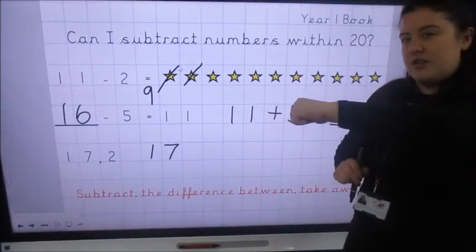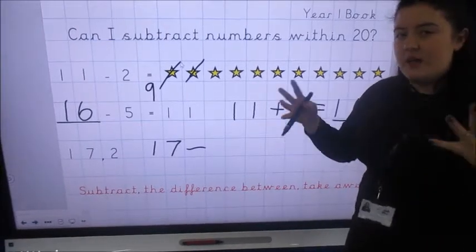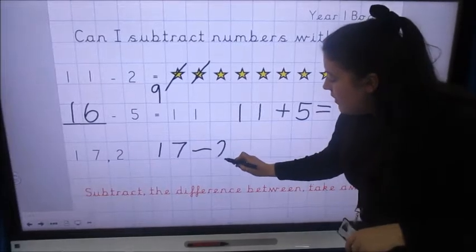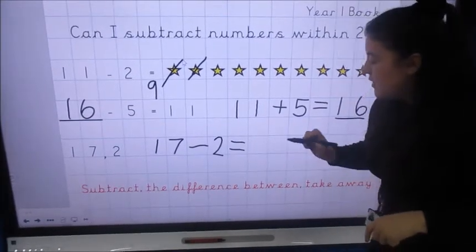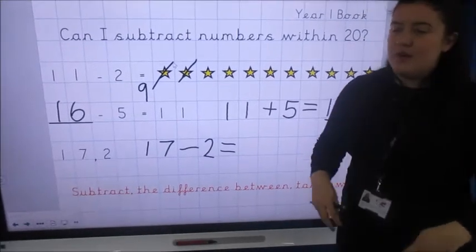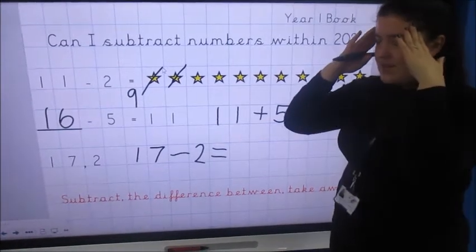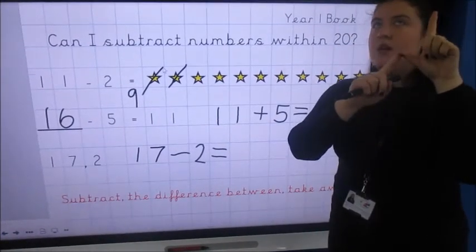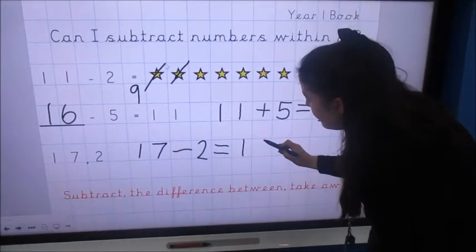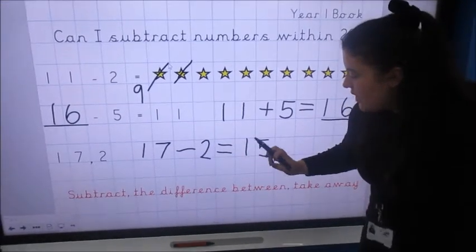Thinking about that subtraction symbol. Take away, subtract, take away means the same. And how many am I taking away? 2. Equals, then we need our answer, and our answer needs to be smaller. So again, I'm going to do 17 in my head. I find this the best method for me. 17, take away 2, 16, 15. That's my answer. 15. Okay, so 17 take away 2 equals 15.